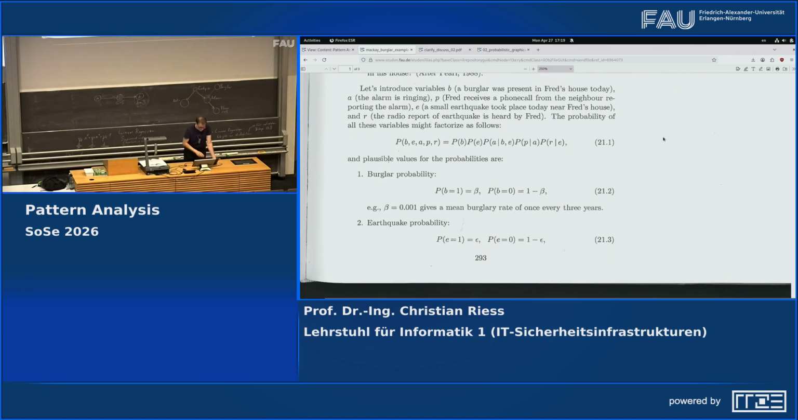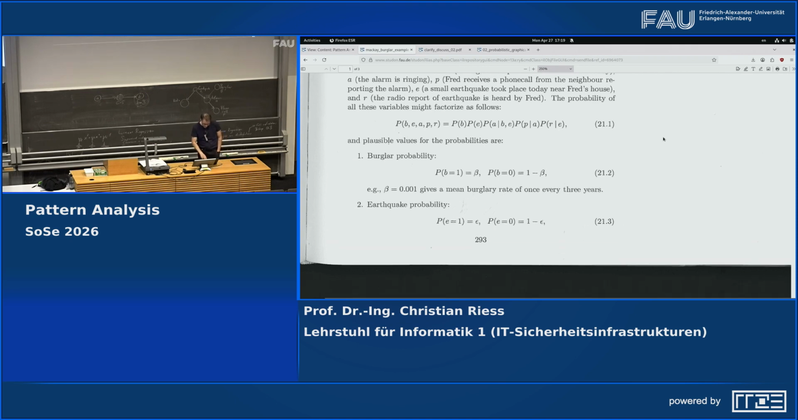So let's introduce variables. B: a burglar was present. A: the alarm is ringing. P: Fred receives a phone call. E: a small earthquake took place. And R: there's something on the radio.